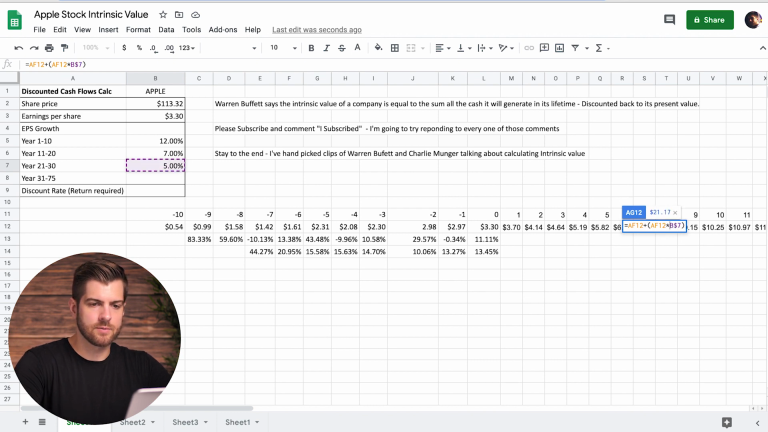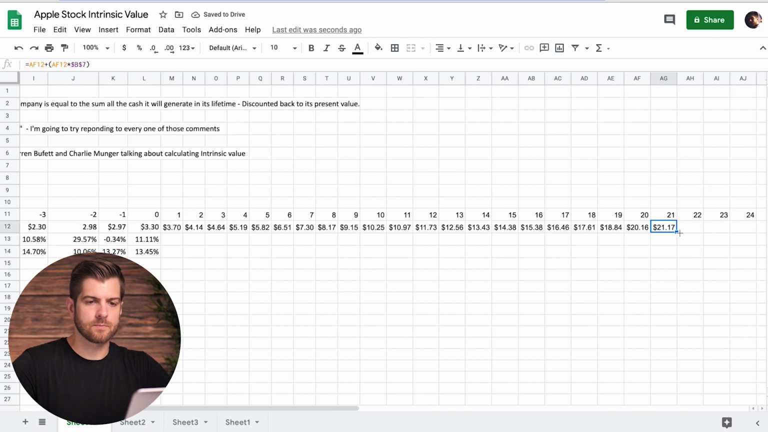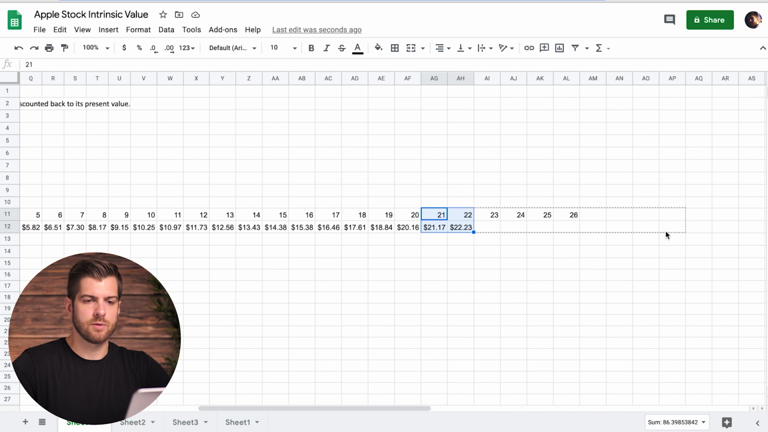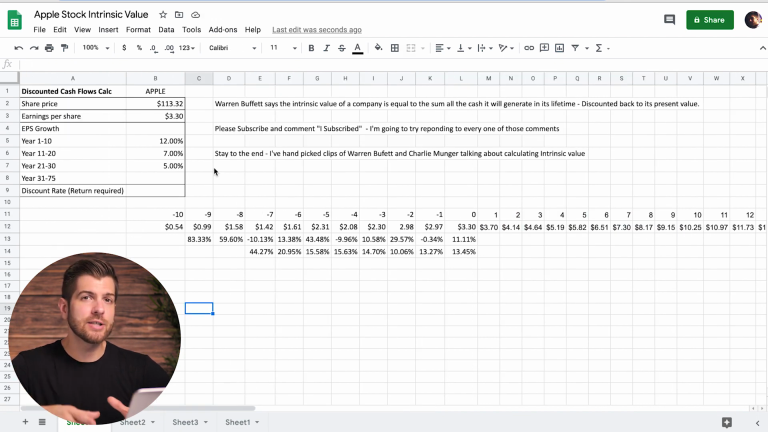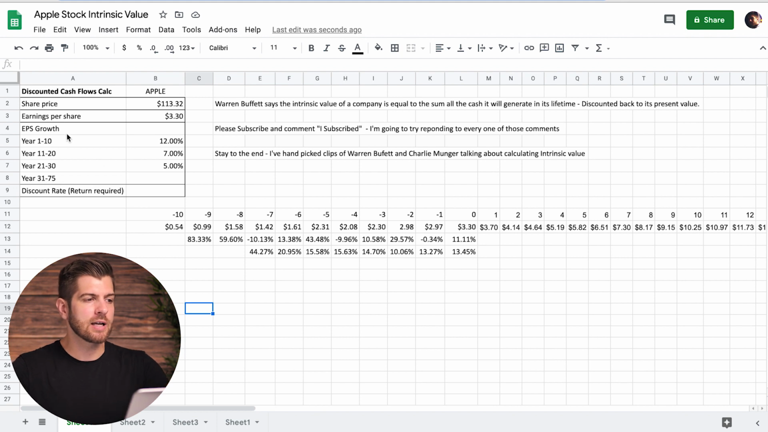Lock in the field so we can drag it, and let's drag it out to 30 years. Okay, so remember that Warren Buffett says that the intrinsic value is equal to the present value of all the cash it will generate in its lifetime. So we're talking lifetime here, and we're using 75 years.